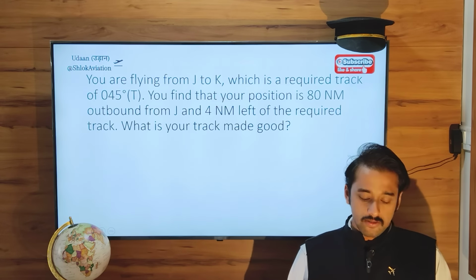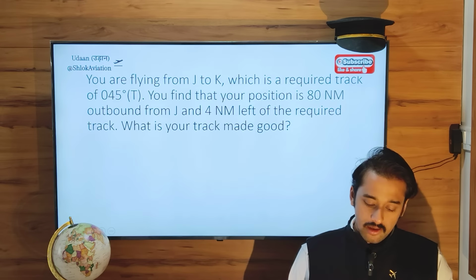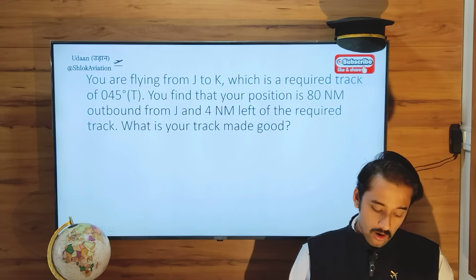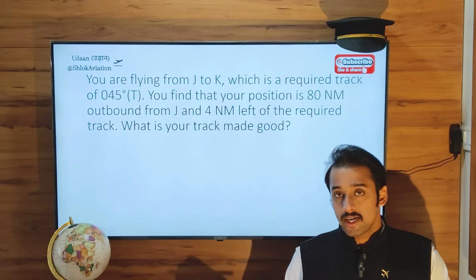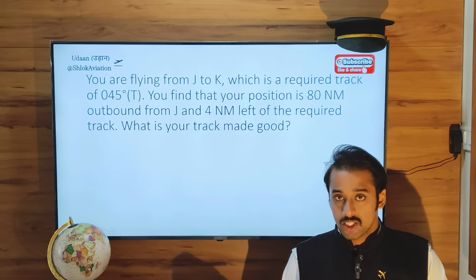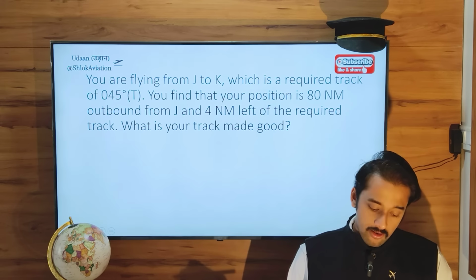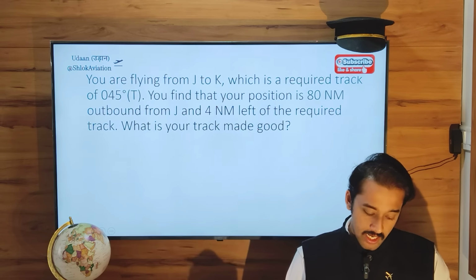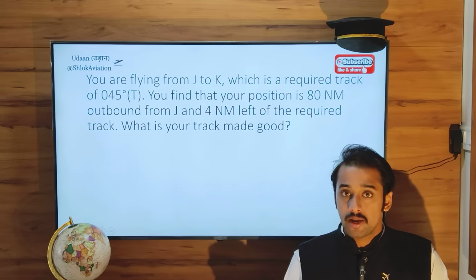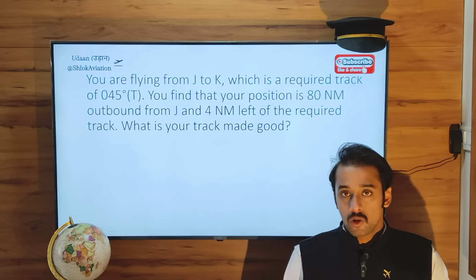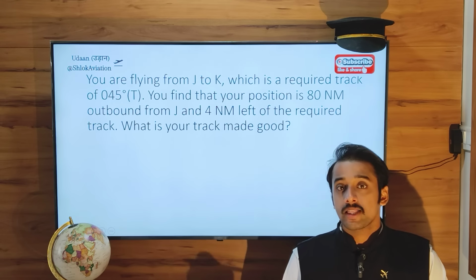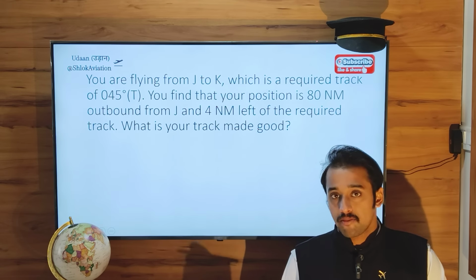Let's go to next question. You are flying J to K, which is a required track of 045 degrees. So they have given here that the planned track direction is 045. You find that your position is 80 miles outbound from J, which is your departure, and 4 miles to the left of the required track or planned track. What is your track made good? Okay, now here we will have to find the direction of track made good.